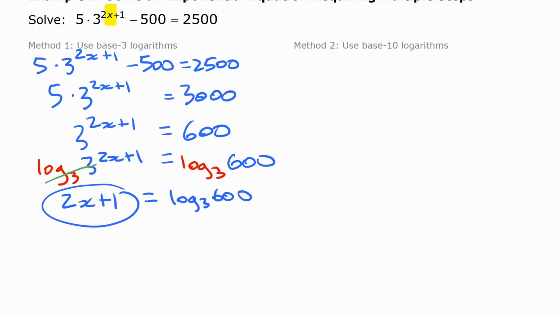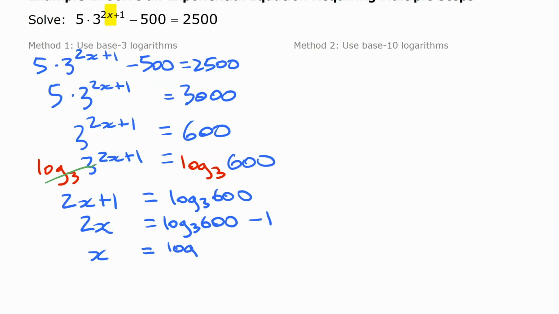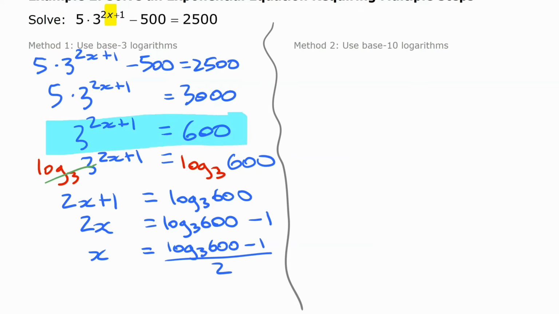And then I can isolate it just like any other equation. 2x plus 1 equals a number. This is just a number. We can subtract 1 from both sides, and we will have 2x equals log base 3 of 600 minus 1. And then we can divide by 2 on both sides, and we'll have log base 3 of 600 minus 1, that whole thing divided by 2. And we'll go to the calculator in a minute to see what that is. But first we'll use our other method, which is going to be using base 10 logarithms. The steps up to this point are exactly the same. So we're going to start in with it partway through at 3 to the 2x plus 1, and that's equal to 600.